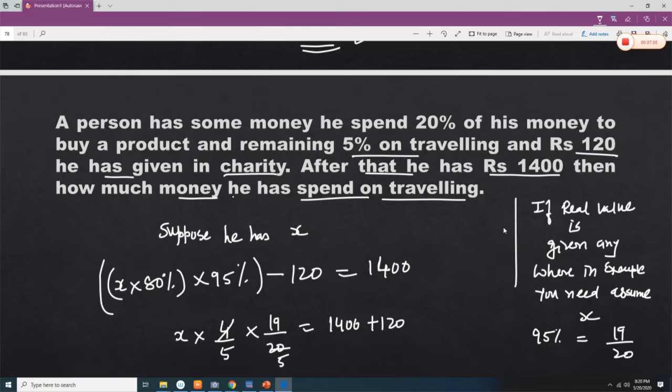So here again this rupee value is given, so you have to assume it as X. So 20% he is spending means 80% he is saving. So if X is the total money, then 80% he is saving. Then he is spending 5% on traveling, so 95% is still remaining, and rupees 120 he has given in charity, so minus 120 is equal to whatever is left, that is 1400.